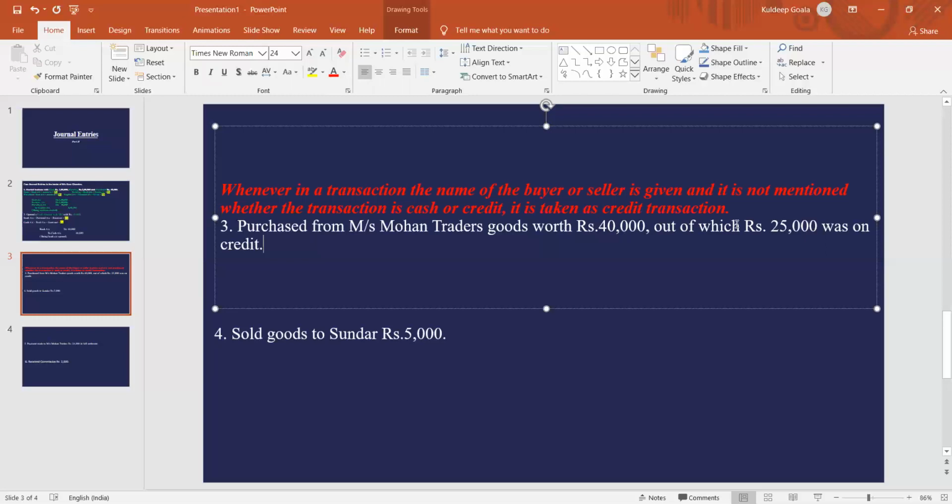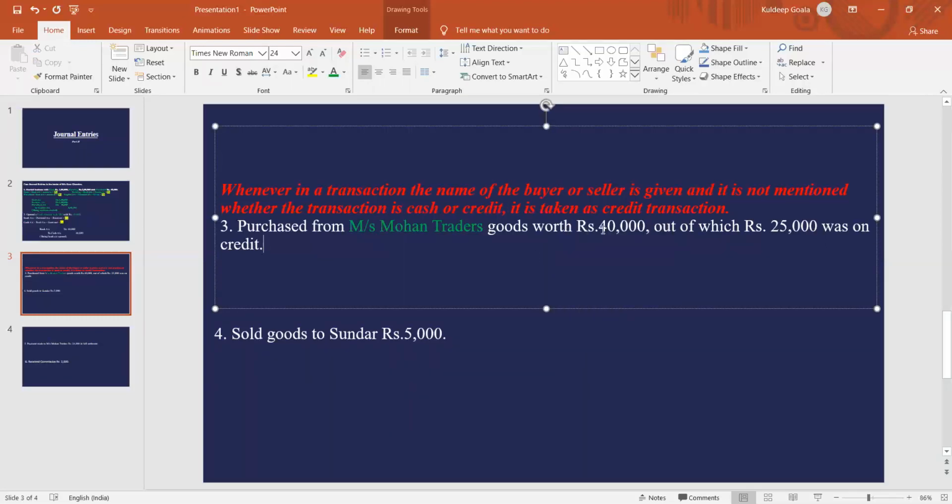In some transactions it is not mentioned. Sometimes it is not mentioned, then you have to understand accordingly. And if it is mentioned, like here, then according to the words of the transaction you have to do it, right? So let's find out the transaction items first. What are the items? First is Mohan Traders, isn't it? First is Mohan Traders.